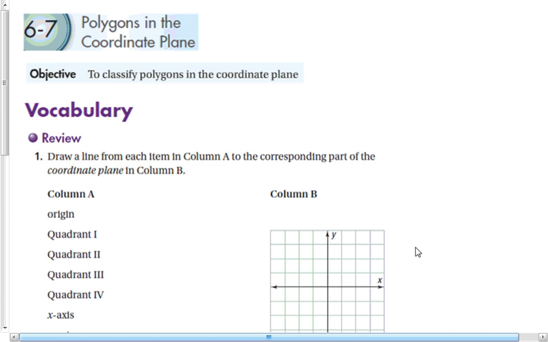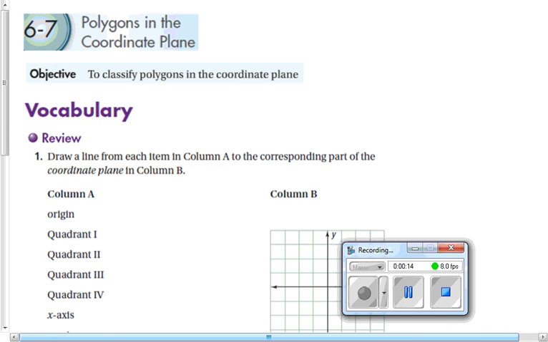Howdy students, this is lesson 6-7. In this lesson we're going to learn how to classify polygons in the coordinate plane. Go ahead and do the vocab here and I'll check back with you.